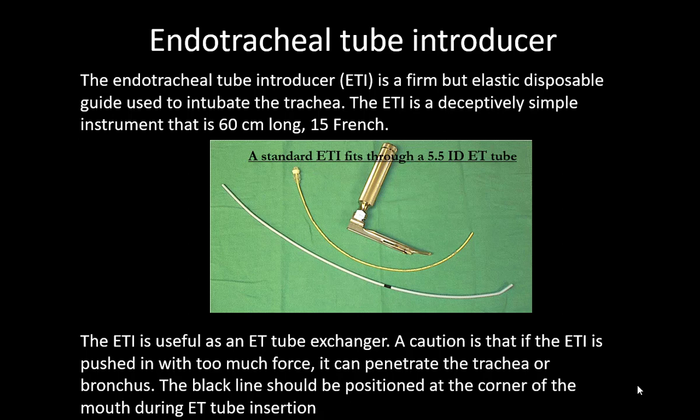So we introduce it blindly, and when it enters into the trachea, we feel the tracheal cartilages, and once we confirm that we are in the trachea, we rail the tube over it. So what is the importance of this black line? We have to keep it at the angle of the mouth while introducing the endotracheal tube, so we cannot over push it, because if we give too much force, then it penetrates the trachea and the bronchus. It can also be used as a tube exchanger.